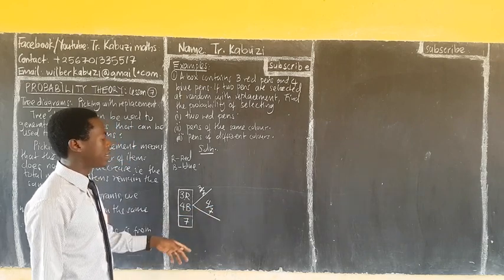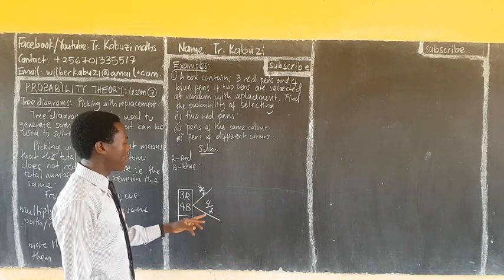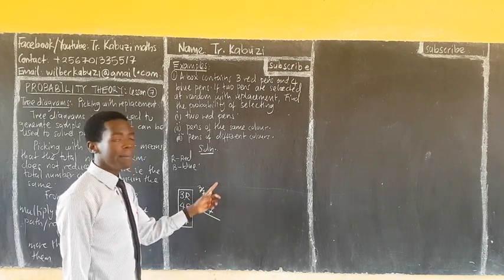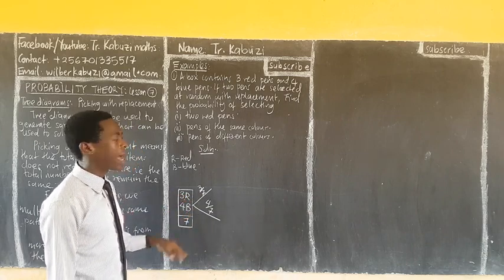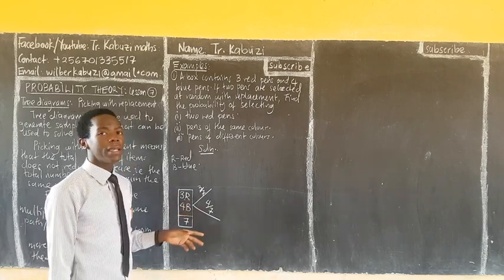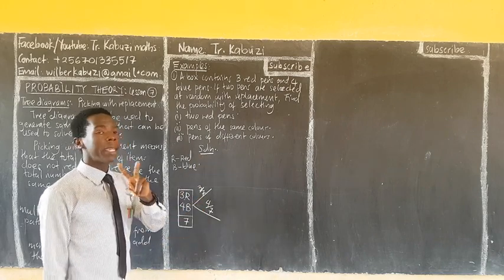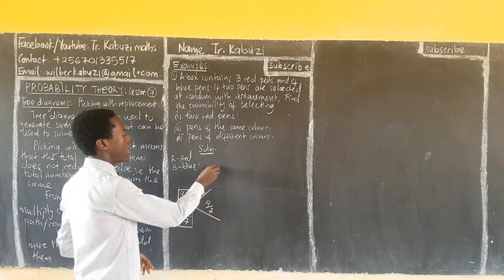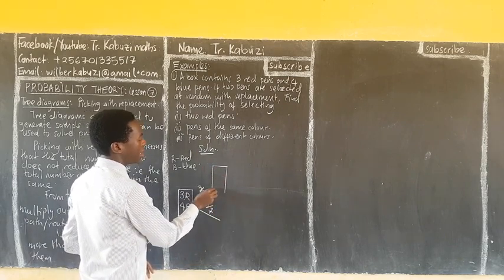So this is the first picking, the first pen. The first pen can be either a red one or a blue one. When I go up, it means I'm picking the red one. When I go down, it means I'm picking a blue one. So this is the first pen. Remember, I'm picking 2.